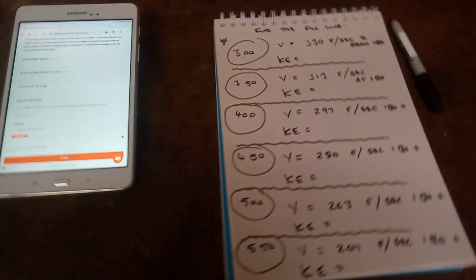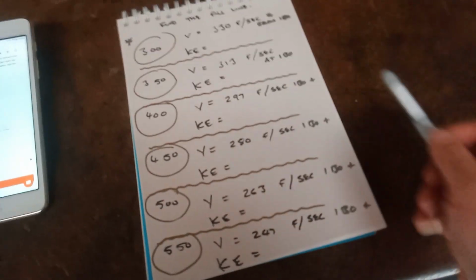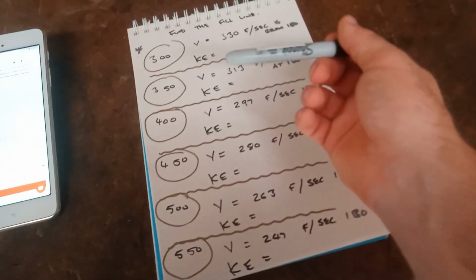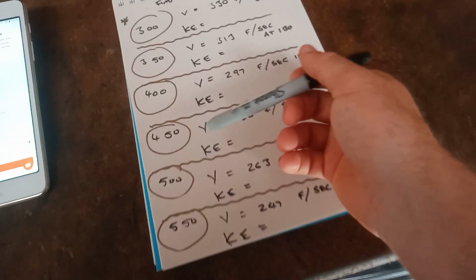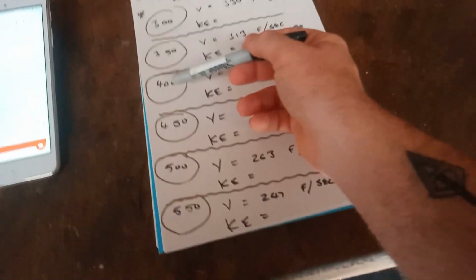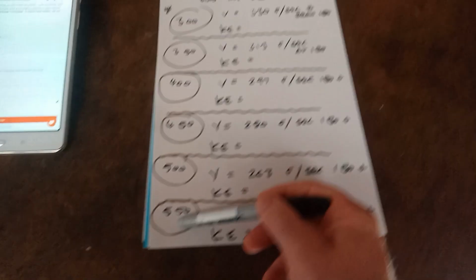Righto, so what I've got over here is a piece of paper with a bunch of prospective arrow weights on it, and I've just basically done it in 50 grain increments. So we've got a 300 grain arrow, a 350 grain arrow, a 400 grain arrow, 450, 500, 550, right?